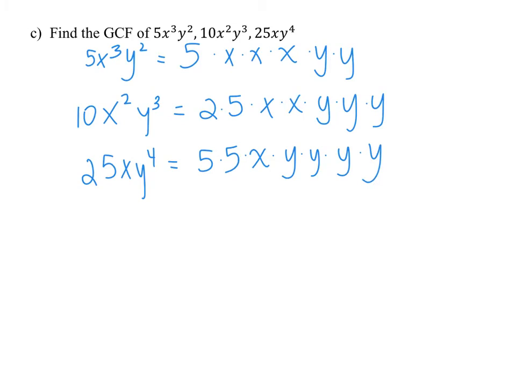Now I'm going to find out what they have in common. They all have at least 1 5, at least 1 x, and 2 y's. There's nothing else that can go into all 3. So my GCF is going to be 5x, y squared. So it's as simple as that, prime factorization, and then find out what they have in common.